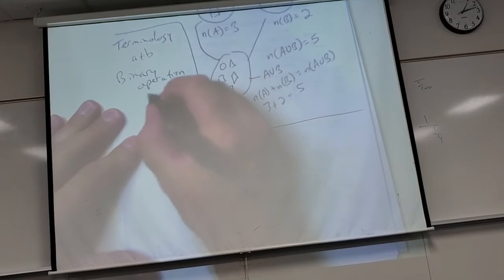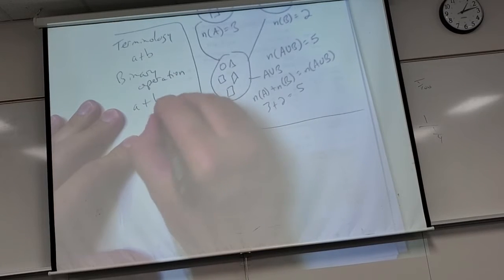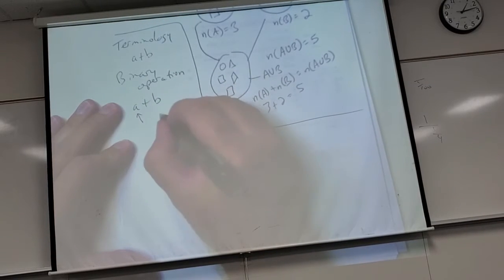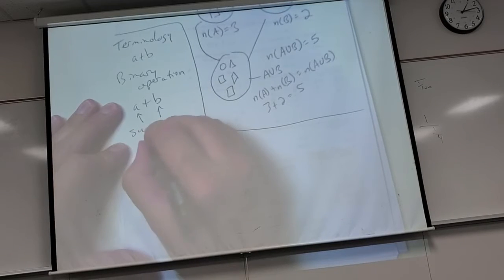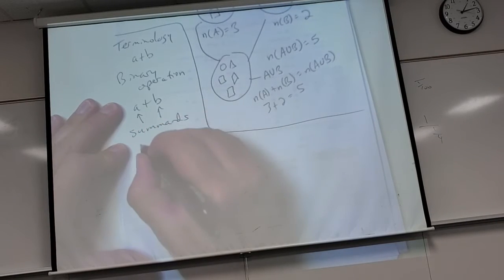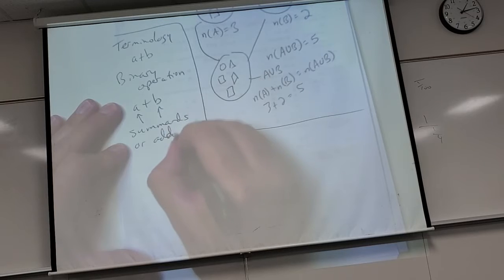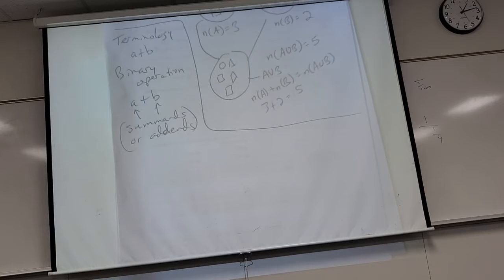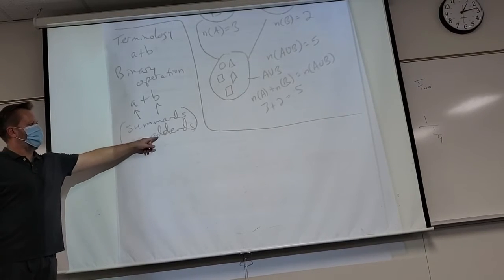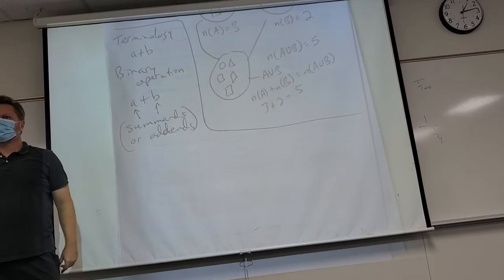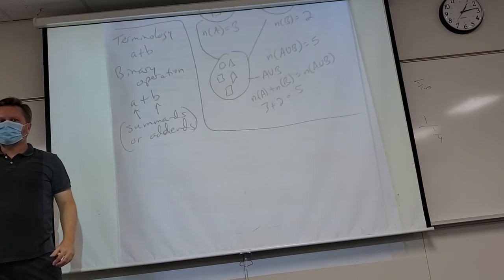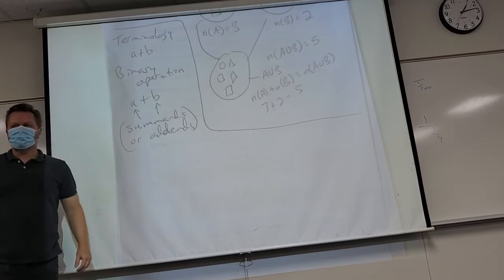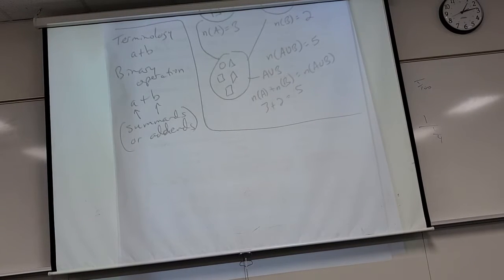Something I don't really think of very often, so it's kind of funny to have this come up again. The parts of this are called either summands or addends. So A and B are the summands of this operation or the addends of these operations. Not words we use very often.